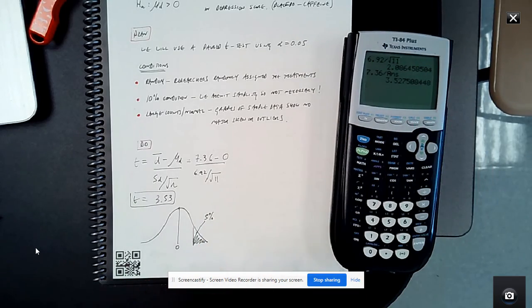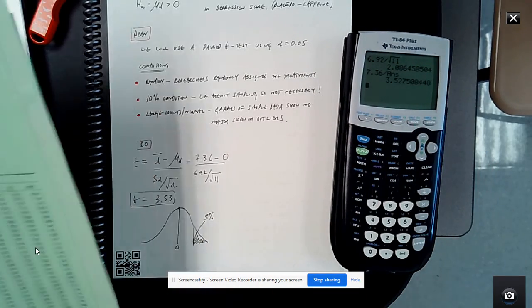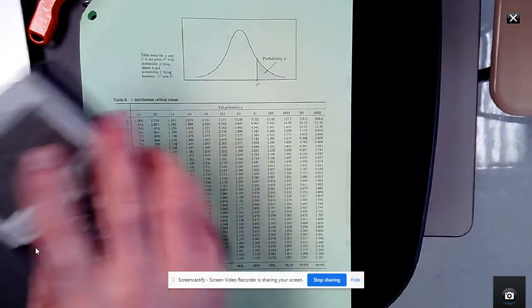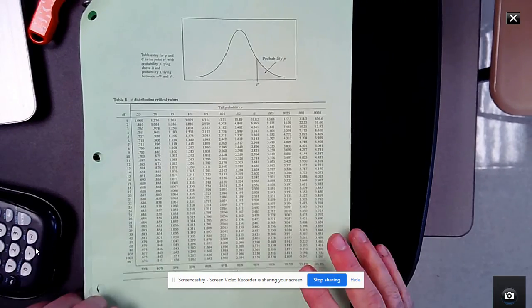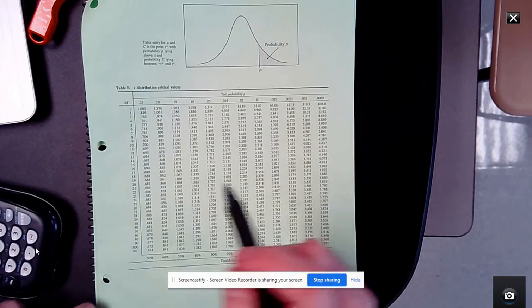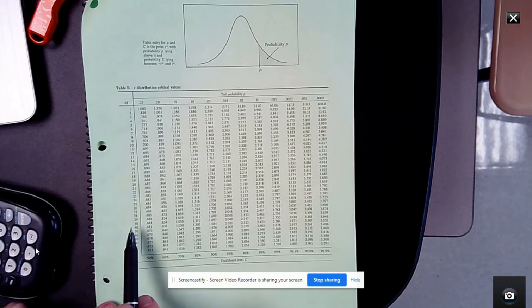To get the actual value that we need to compare it to, or rather to get that critical value, we go to our t-tables. Remember, the degrees of freedom are on the left here.